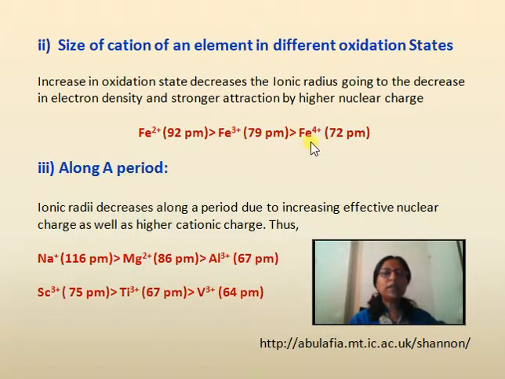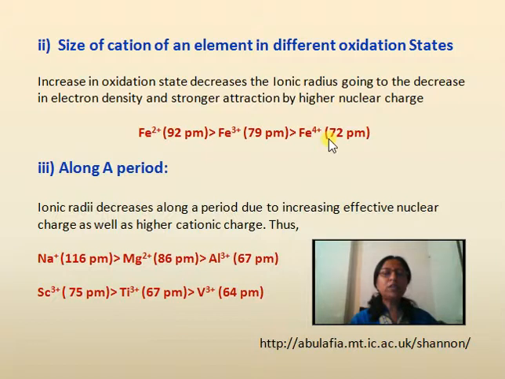So what is happening here? The same reason: the size is decreasing because the atomic number for iron is the same, so the number of protons in the nucleus will be the same, but the number of electrons in the outer shells will be less as we are going from iron 2+ to iron 3+ to iron 4+.